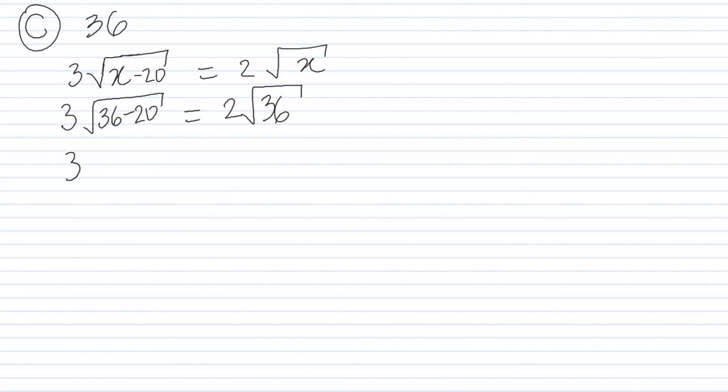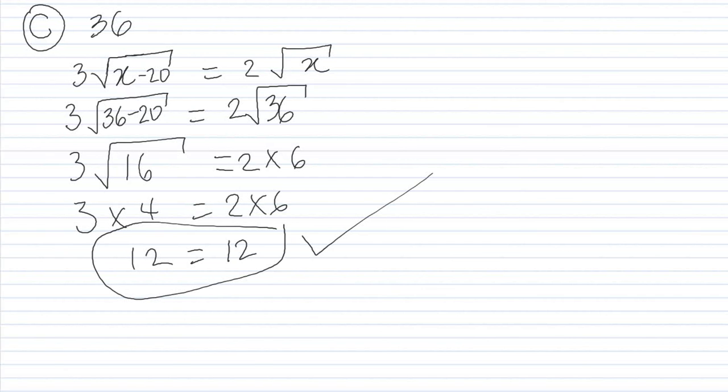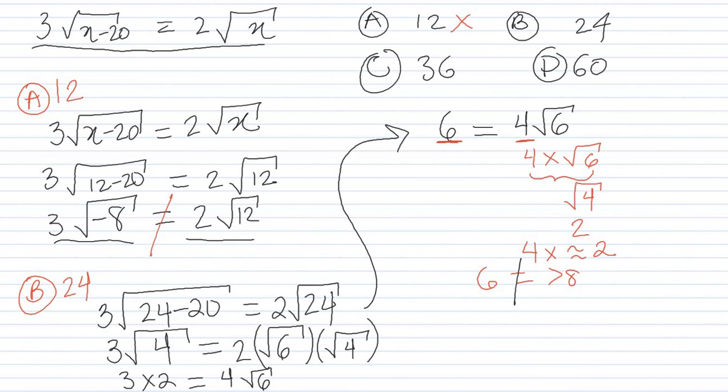So that would be 3 times the square root of 36 minus 20, which is 16, and then 2 times root 36. The square root of 36 is 6. So that would be 3 times the square root of 16 on the left-hand side, that's 4, equals 2 times 6. 3 times 4 is 12, and 2 times 6 is 12. Okay, so we have an answer that works. Hence, this proves that our answer C equals 36 is how you solve this.